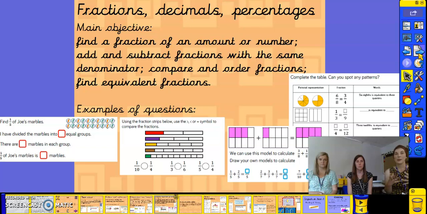This is an area where we use lots and lots of images to really support the children's understanding. It can be quite an abstract concept unless you have those visuals, so we'll do a lot of that.